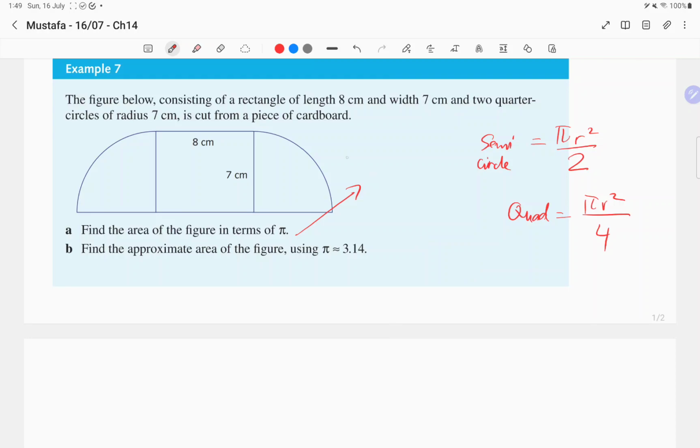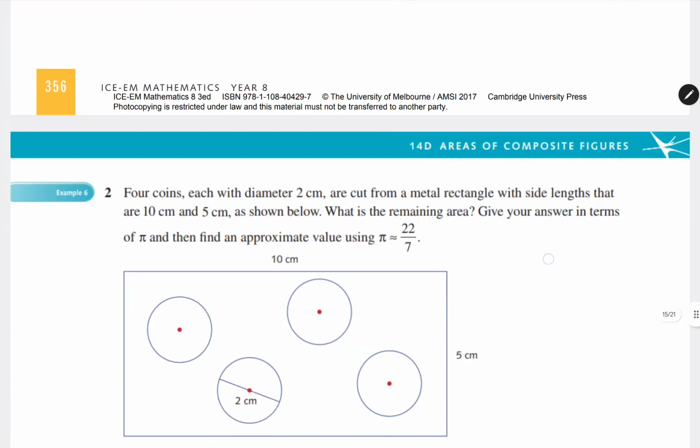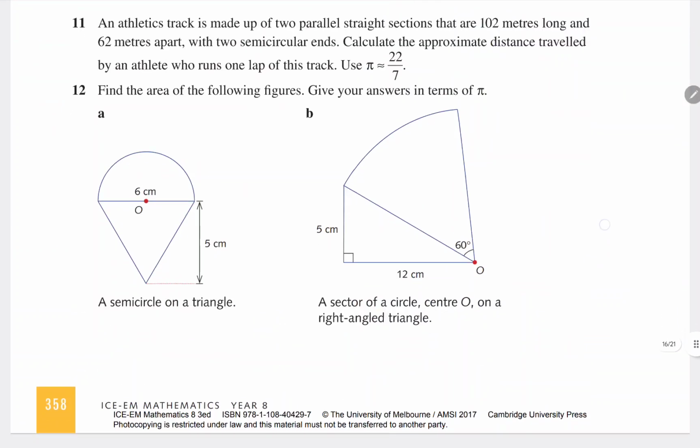So it'll just be the square, which is 7 times 8, 56, plus the radius is 7 centimeters. So that would be pi times 7 squared, and then 2 quadrants make a semicircle, so you only have to divide it by 2. Pretty easy? Hopefully. So that's 14D.